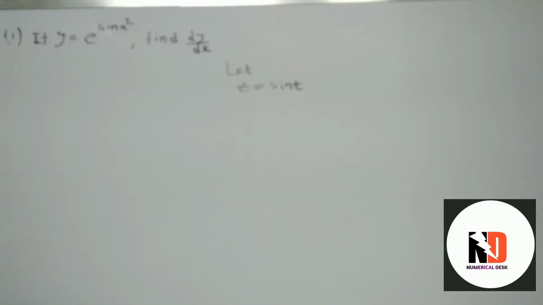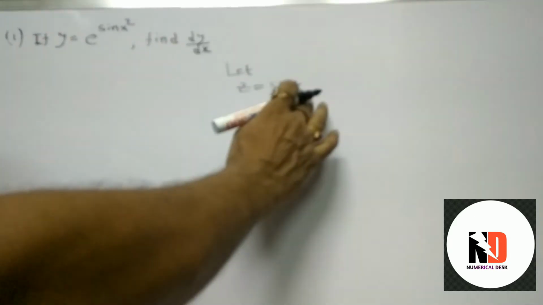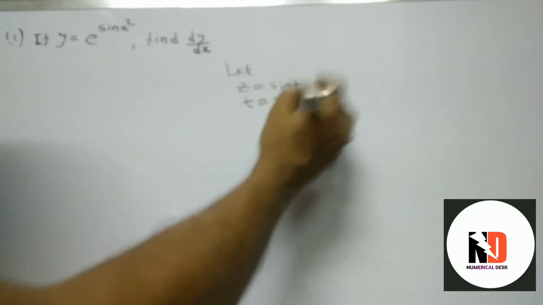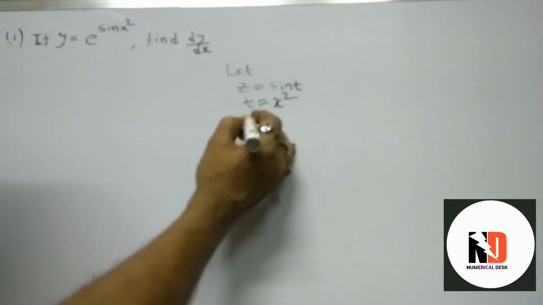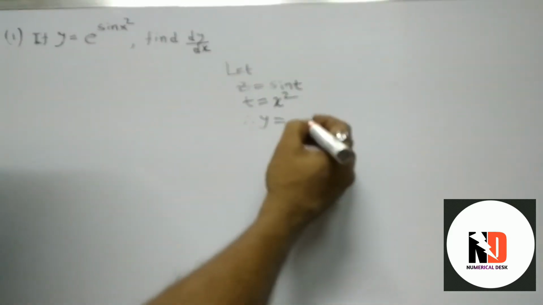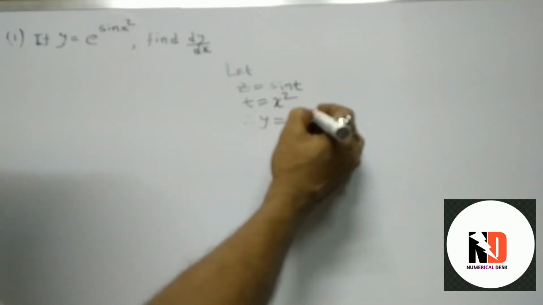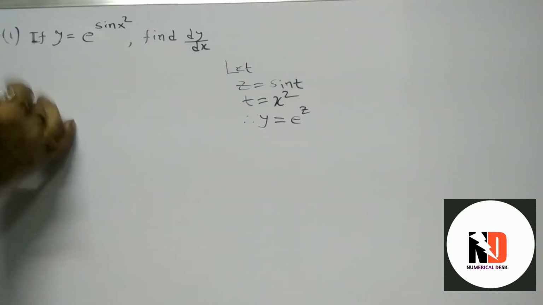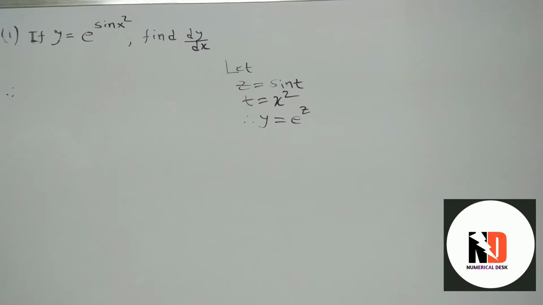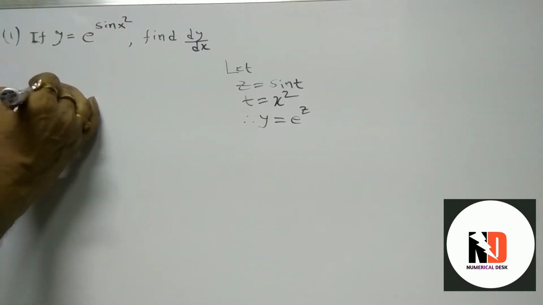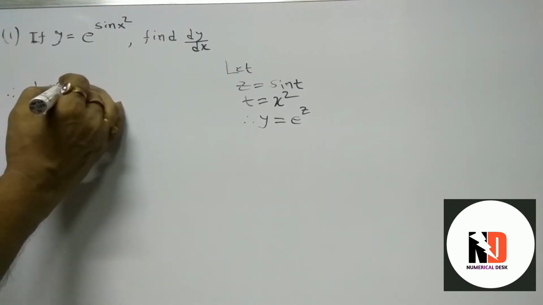directly using the formula. For doing so, see, here x square equals t and sin t equals z, correct? Now further see, y becomes e to the power z. You may assume any value; generally u, v, z, k are assumed. And now let's start the sum.